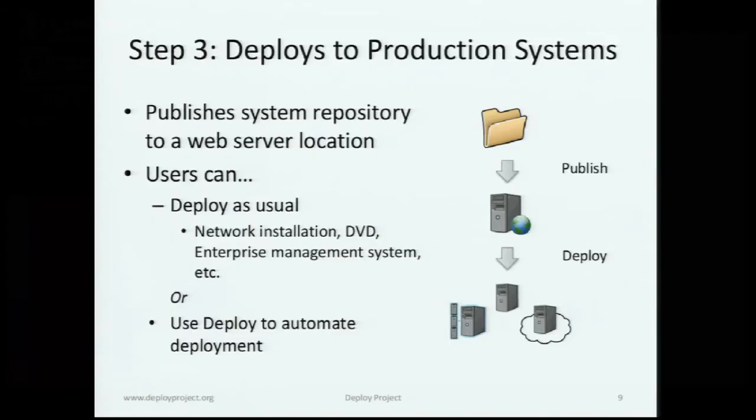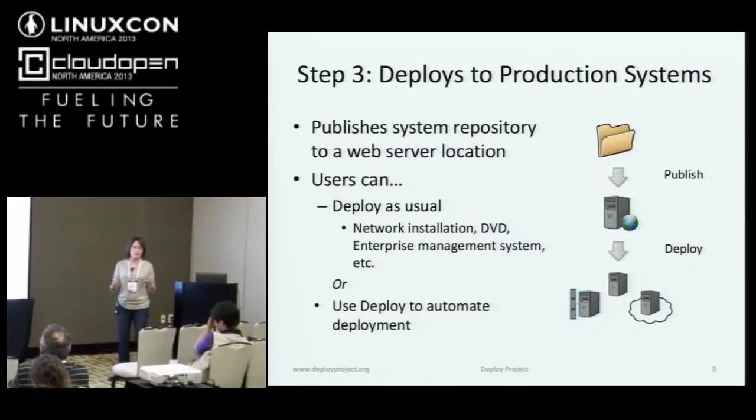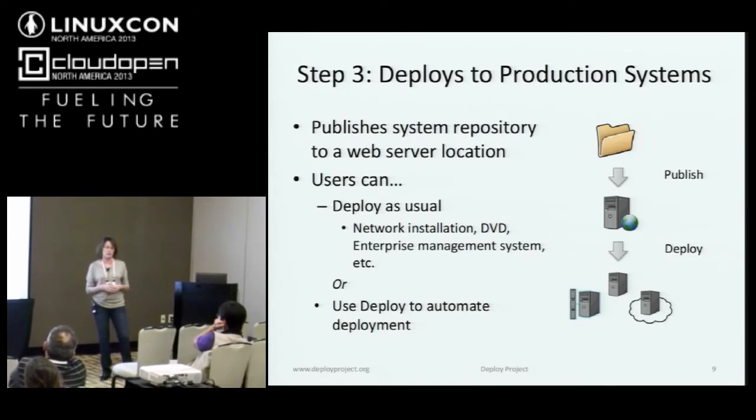Okay, so during the deploy to production systems part, the one thing that we do every time is make a copy of the system repository and put it on a web server. By default, that's just the web root on your local machine. And from that web server location, you can download the install image and install it any way you want. In addition to that, you can use deploy to manage production system deployment, and that's done using the same deploy templates that you would use for testing.